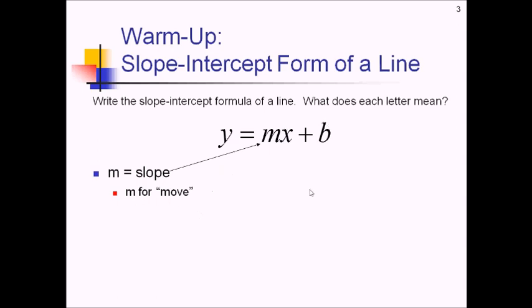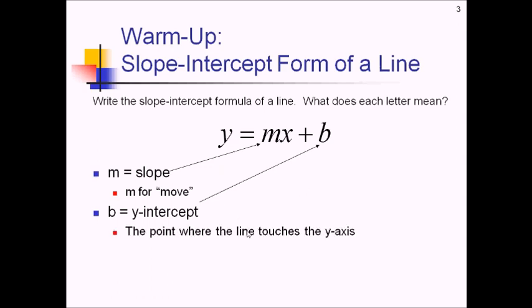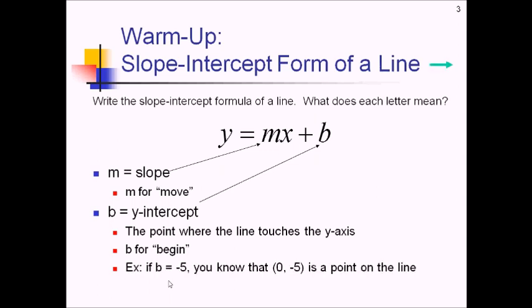B is the y-intercept. This is the place on the y-axis that your line touches. Note that this is a point. And when you're graphing these things, you're going to start by putting the y-intercept on the graph. So I always think of B as standing for begin, because that's always where you begin when you're graphing a line. And it's actually a point, keep in mind. So if you have a b value of -5, you know you've actually got the point (0, -5) on the line.